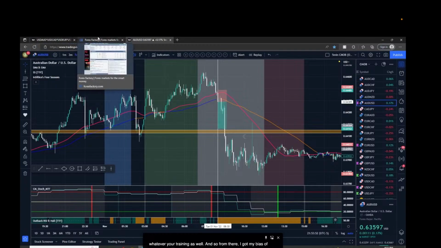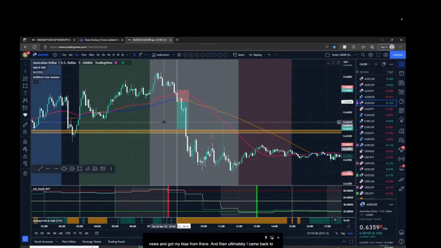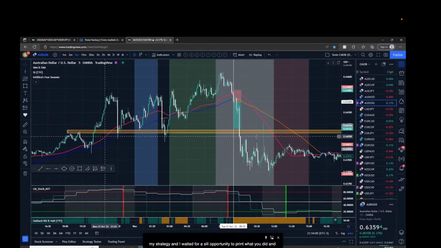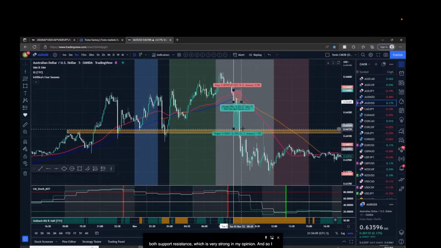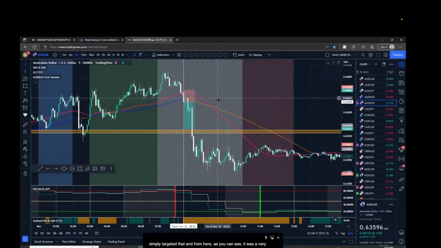Then I went to news. I found the news and got my bias from there. And then ultimately, I came back to my strategy and waited for a sell opportunity to print, which it did. Then I looked left and found a level that had been respected as both support and resistance, which is very strong in my opinion, and I simply targeted that. From here, as you could see, it was a very quick one on the 5-minute. It took about 30 minutes, as you can see there.